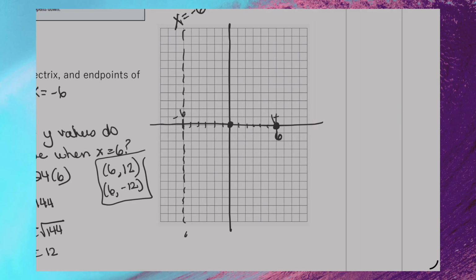Okay. This was the focus. 1, 2, 3, 4, 5, 6, 7, 8, 9, 10, 11, 12. Oof. Okay. 1, 2, 3, 4, 5, 6. I got lucky. All right, so this is where 12 is. This is where negative 12 is. And this, then, is how wide our parabola is going to be, and it's going to keep going because that's how parabolas operate. And the latus rectum is this segment right there. Goes through the focus, ends on the parabola. Okay? All right.